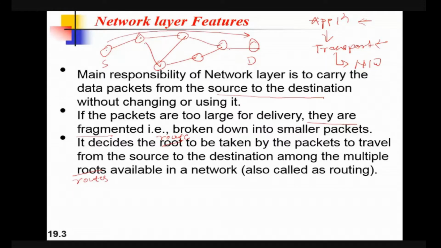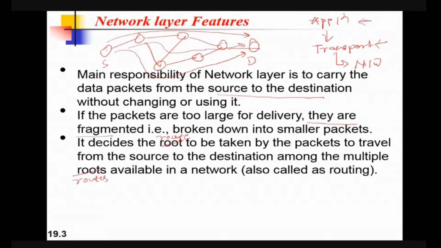Now for transferring data, it can travel through one route: this node to this node, this node, this node, and this node. Then data can travel like this also, or data can travel like this as well. So there are multiple routes available for data transfer, and which route is to be selected is decided by the network layer.